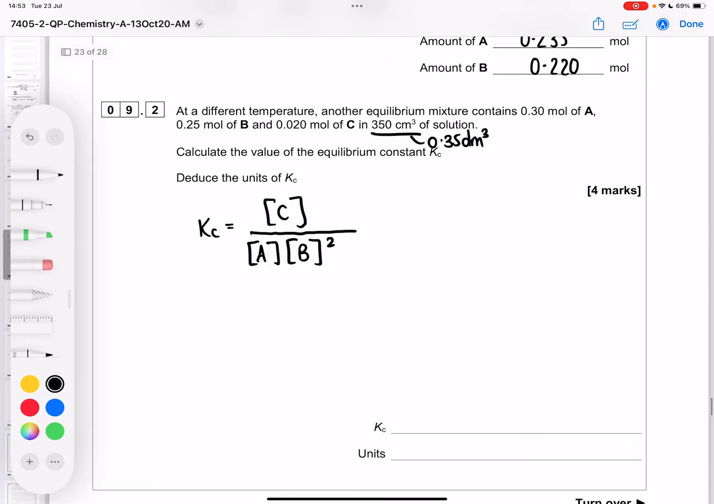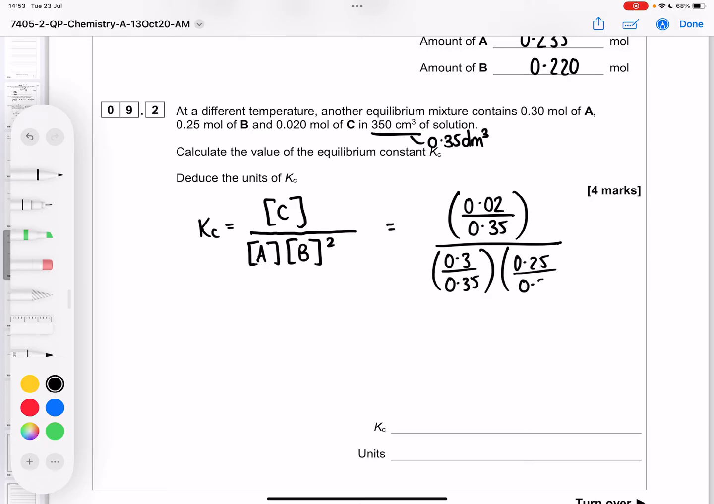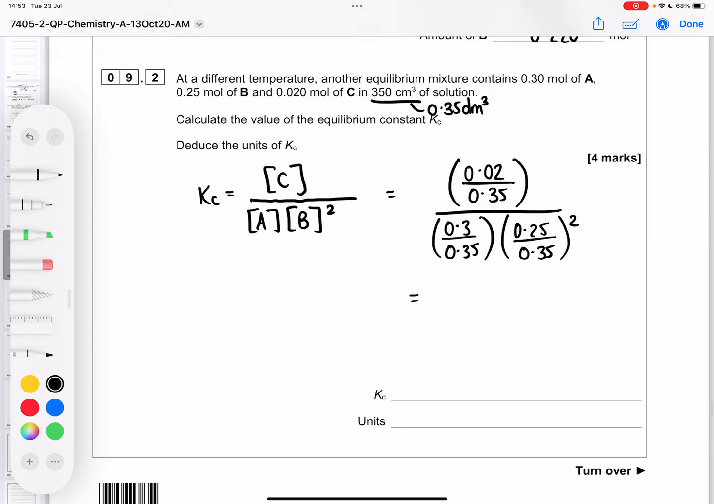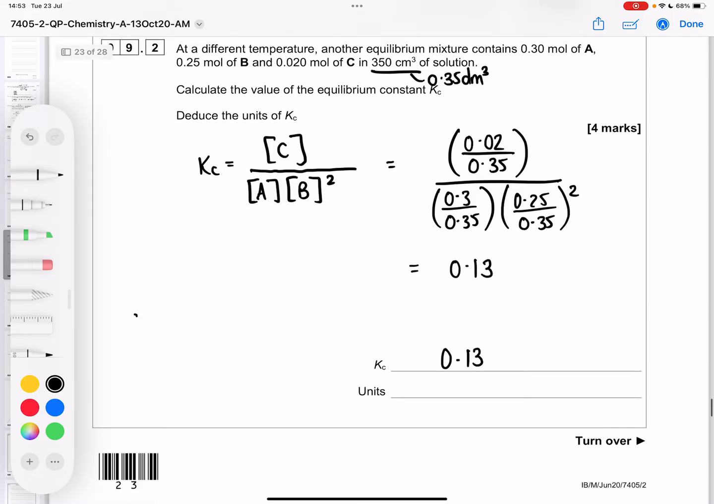Remember that these are concentrations, so when we put in our numbers, we'll need to divide by the volume. So A is 0.3 over 0.35, and B is 0.25 over 0.35, and then we need to remember to square that one. And then if we put that all into our calculator, we get 0.13. So Kc is 0.13.